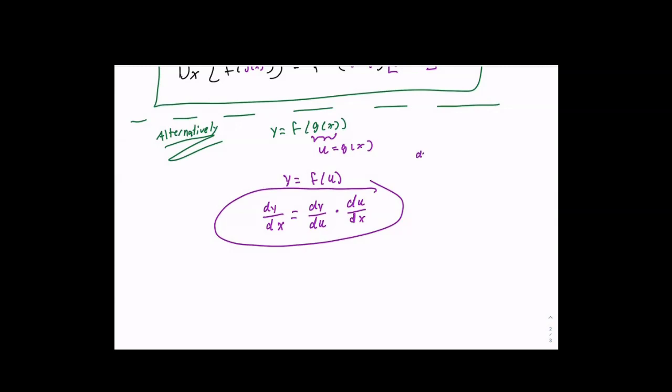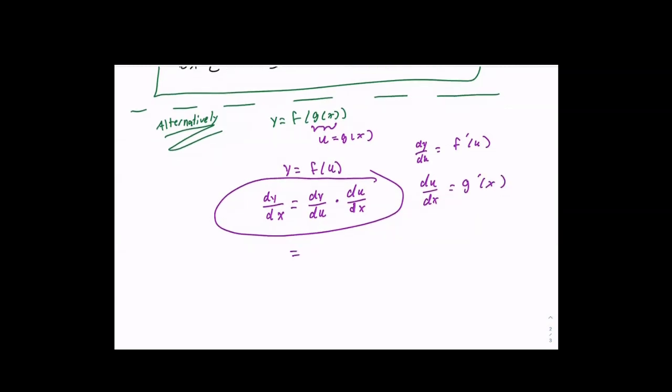Well, what do I mean by that? Well, dy du is just the derivative of f with respect to u, and du dx is g prime of x. So what this tells me, I know it's very overwhelming, that's why we're spending the 2 days on it, is f prime of u times g prime of x, which is f prime of g of x times g prime of x. So they both lead to the same place, okay?